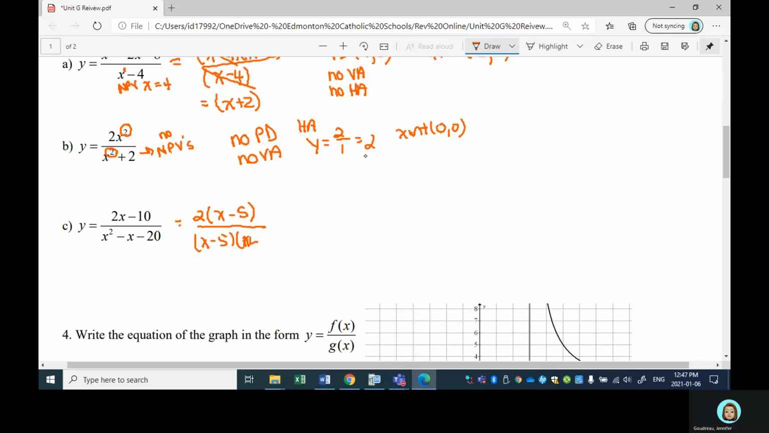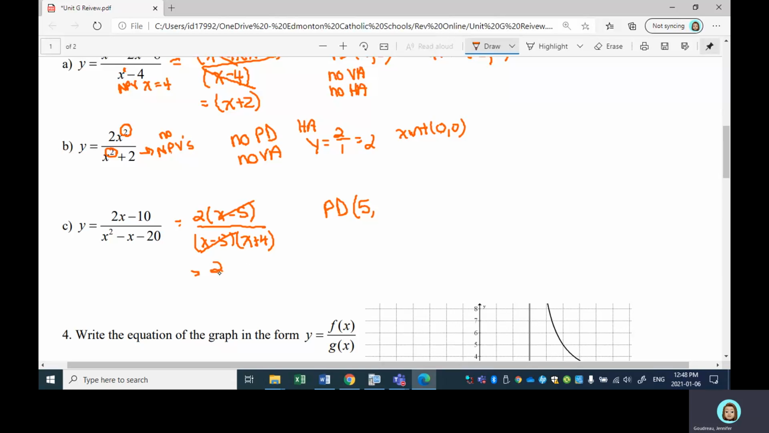Whoops. Let's make that neat. So x plus 4. We can see right away as we are factoring that we do have a matching factor in the numerator and in the denominator. So that tells us right away that we have a point of discontinuity. The x value of that point of discontinuity comes from the root of the matching factor, which in this case would be 5.